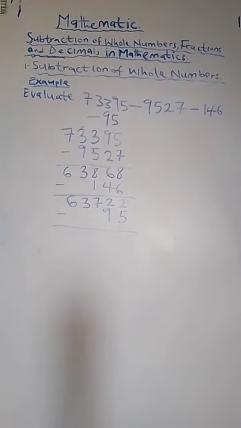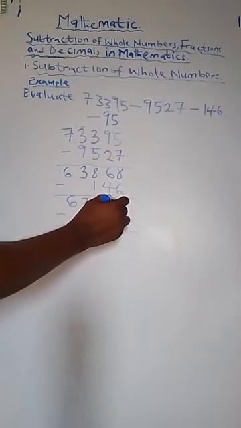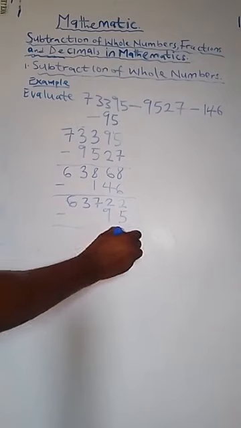2 minus 5 is not possible. I'll borrow 1 from here to here. So this is now 12. 12 minus 5, 7. I have 1 left here.